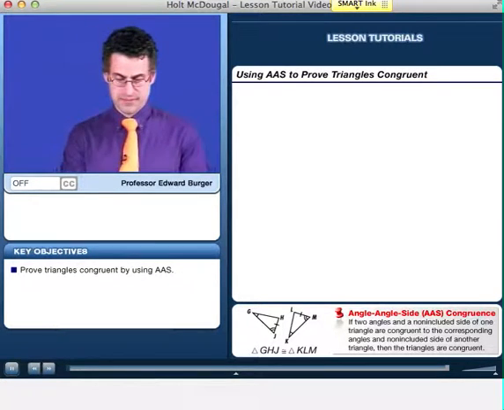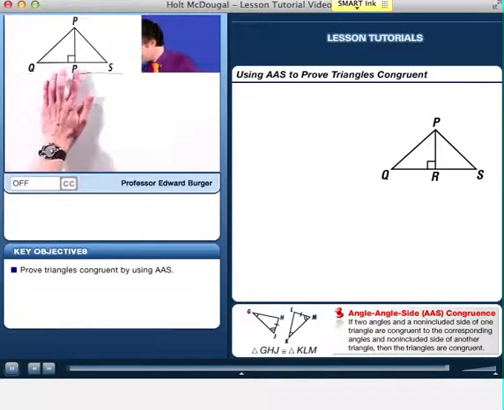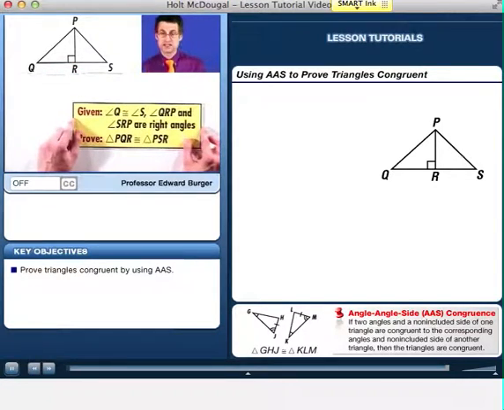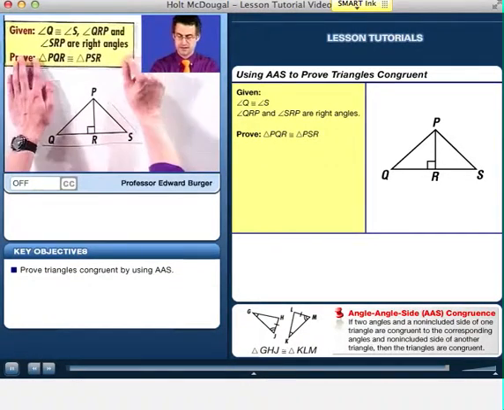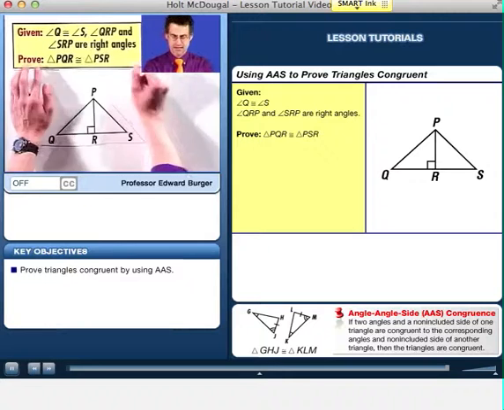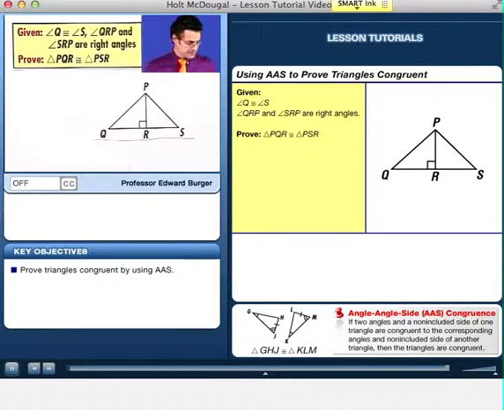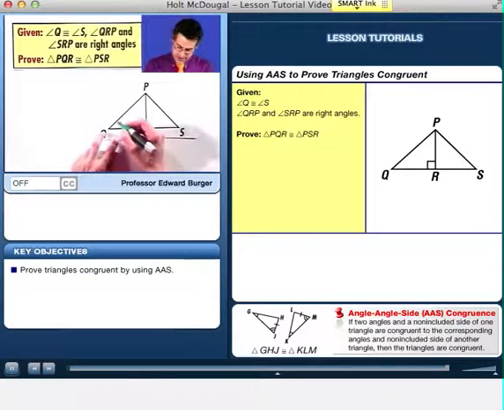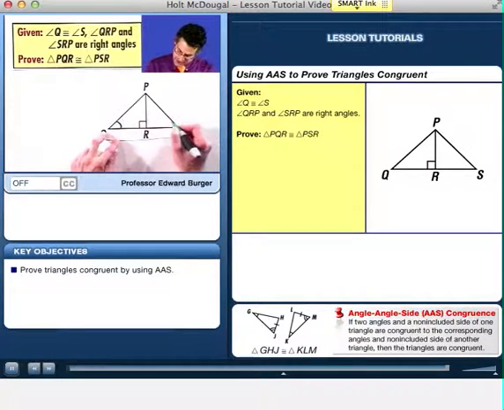So here is a figure, and we're given a bunch of information and we're asked to prove a theorem. So let's see if we can actually prove this. What's given here is the fact that angle Q is congruent to angle S. So I'm going to mark that in here in green.